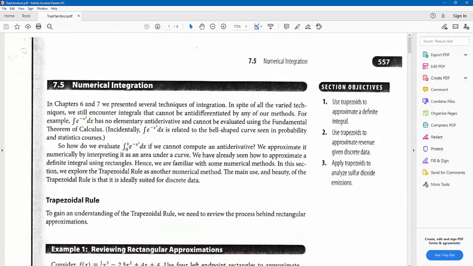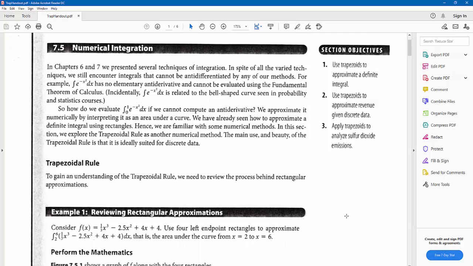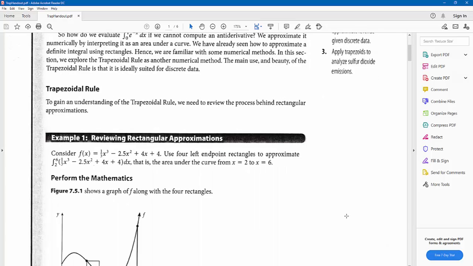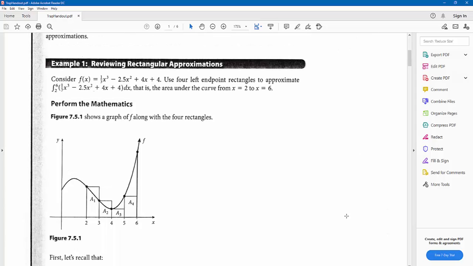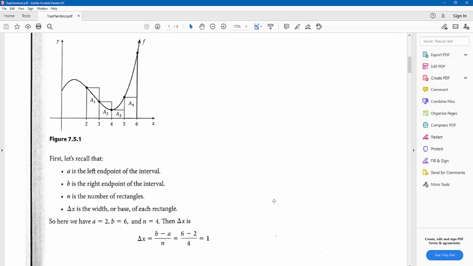Here's the handout. This is the PDF that's at the Blackboard site. Like I said, you can read it on your own. I'm just going to go through it very quickly. This Example 1 that I have here is kind of a review of what we did initially back in Calc 1. Given a function, you can approximate the area using rectangles. So there's the graph of the function, and you see 4 rectangles. It looks like they're left sums.